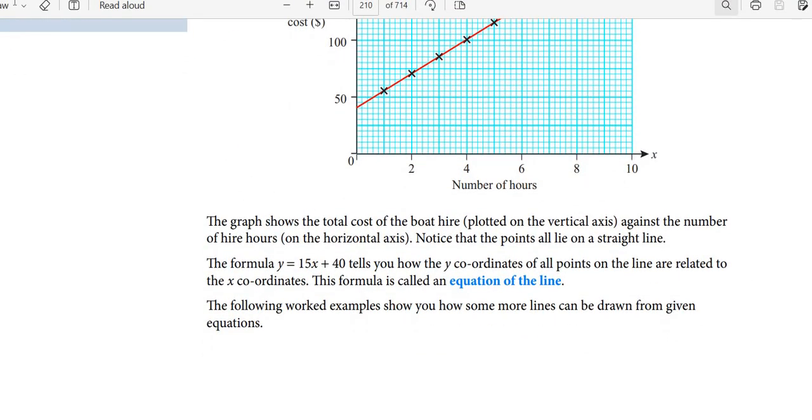The graph shows the total cost of the boat hire plotted on the vertical axis against the number of hire hours on the horizontal axis. Notice that all the points lie on a straight line because this is a straight line graph. The formula y equals 15x plus 40 tells you how the y coordinates of all points on the line are related to the x coordinates. This formula is called an equation of a line. Okay, this is the equation of a line.